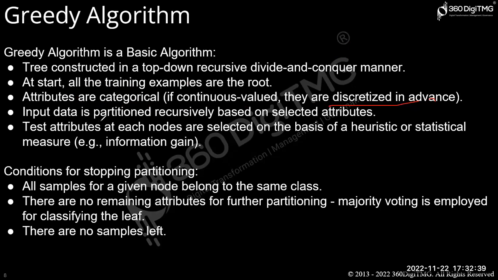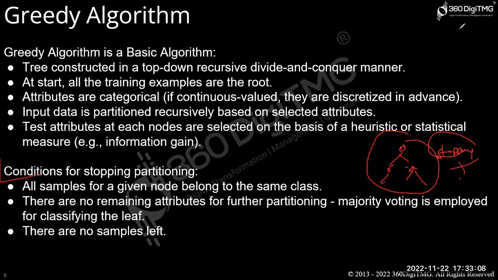Input data is partitioned recursively based on the selected variables. Selecting variables, we will be doing the splitting, right? That is, test attributes at each node are selected on the basis of a heuristic and statistical measure, such as information gain. How we will calculate that and all those things, we'll try to understand in detail. So when we start splitting recursively, when exactly will we stop? What are the conditions for stopping?